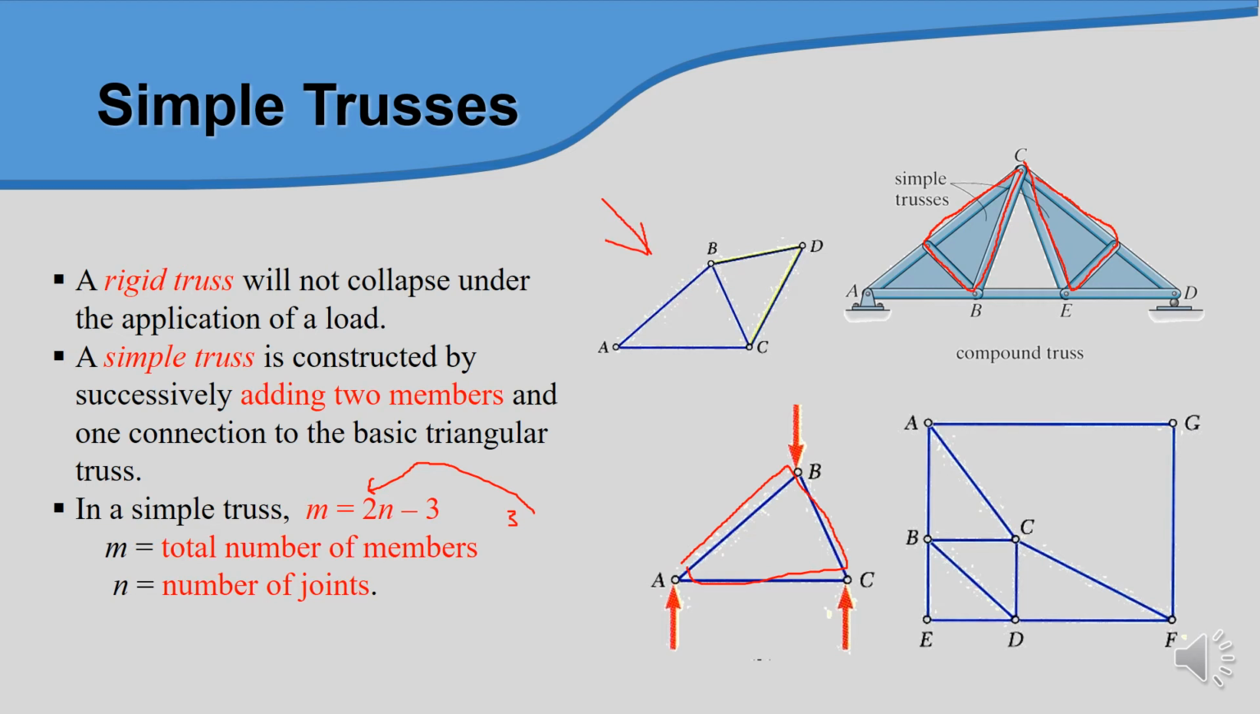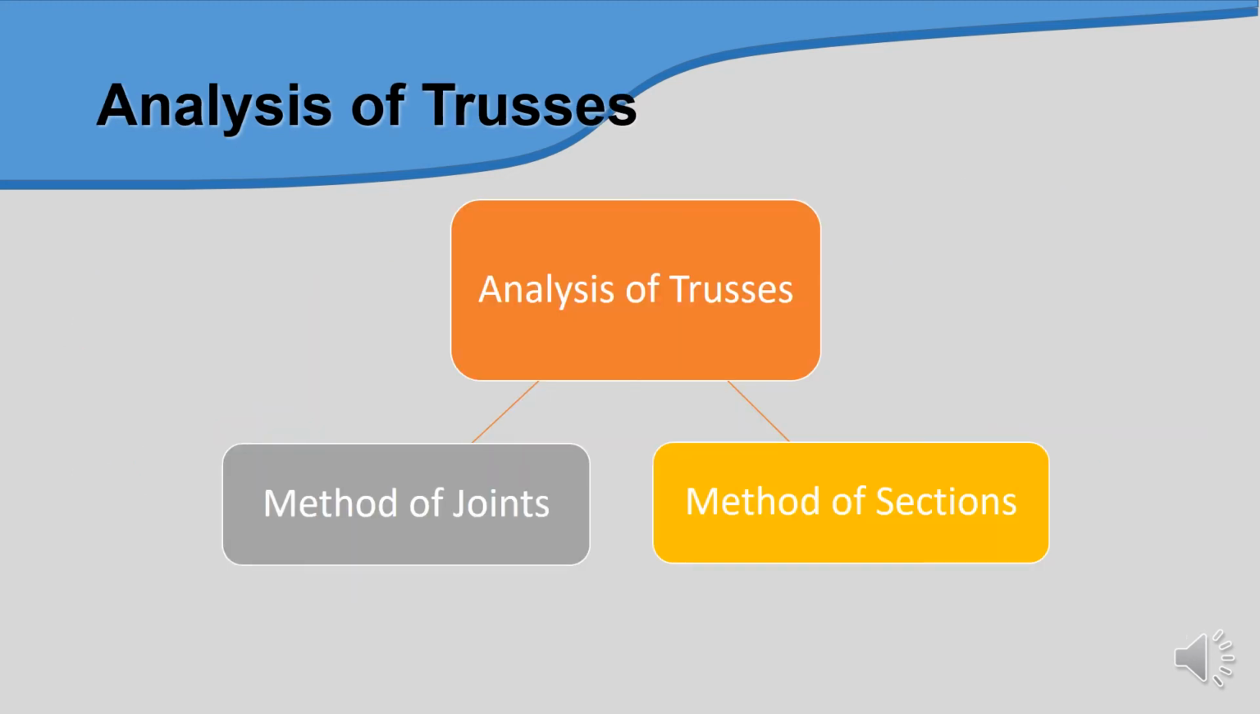So also we have this diagram. We have 1, 2, 3, 4 joints, so we put 4 here. So we have 8 minus 3, we have 5. So we have 5 members, 1, 2, 3, 4, 5. Also in this diagram you can figure it out by yourself.